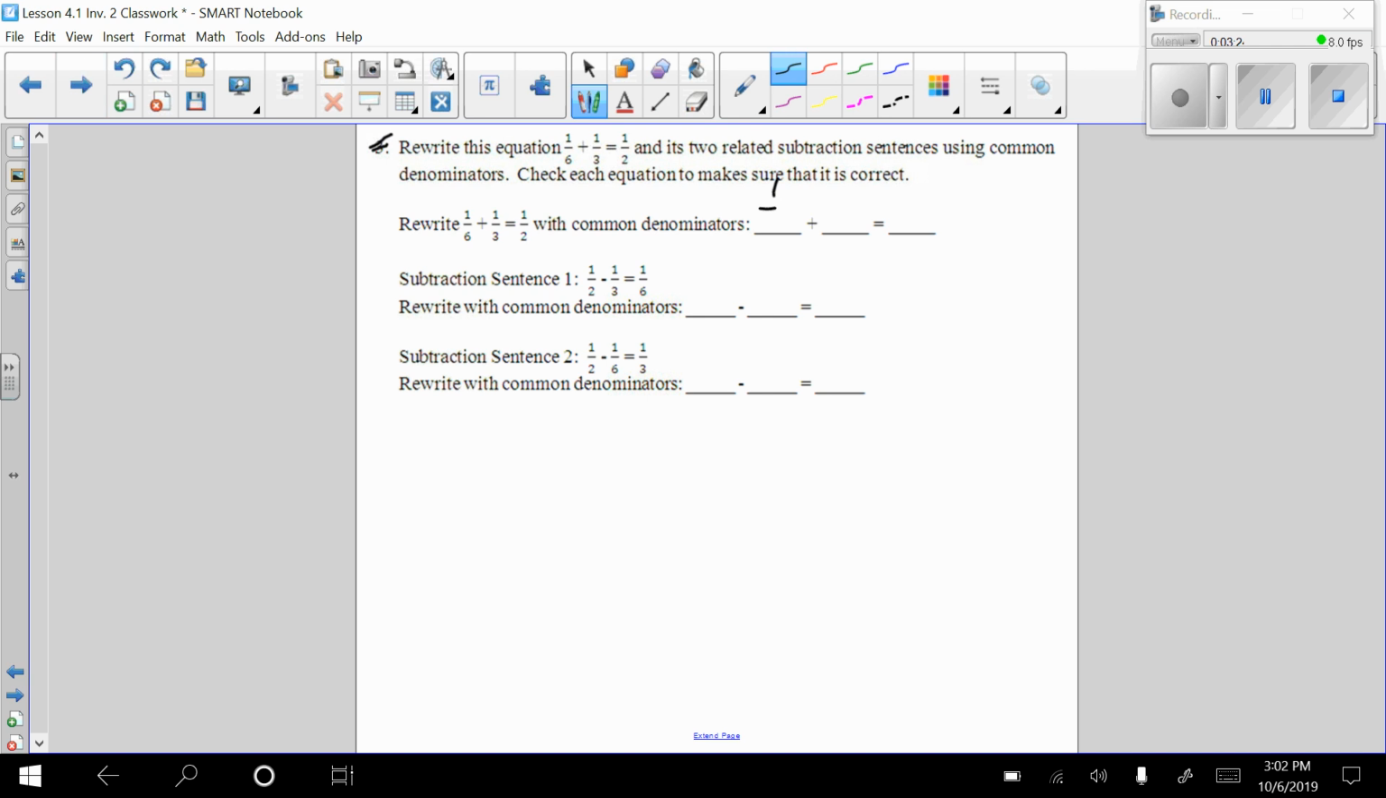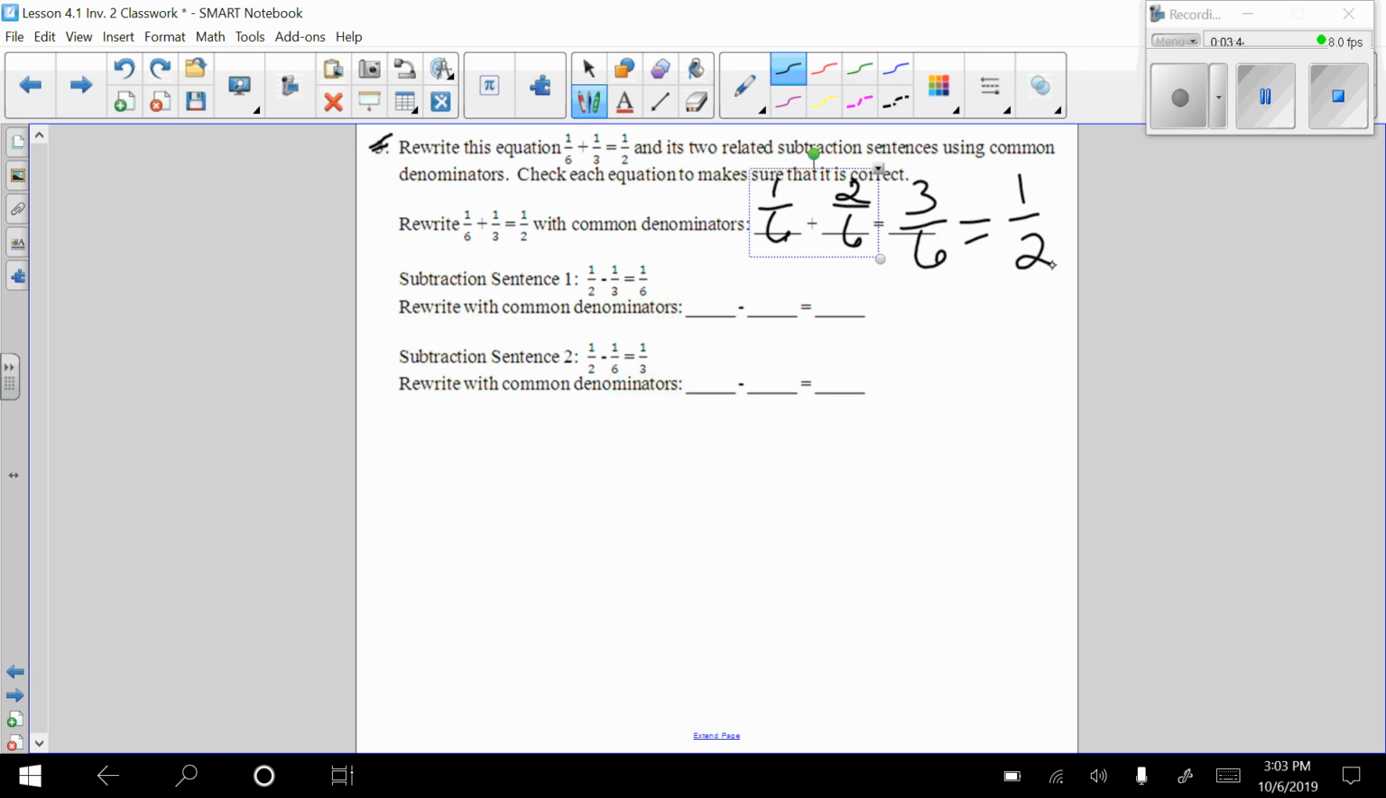So I have 1/6 plus, well, I have to change 3 to 6. I multiply by 2. I need to do the same thing at the top. Well, 1 times 2 is 2. In this case, I have 1 plus 2 is 3. Denominator is 6. And if I simplify that, I do get my 1/2.